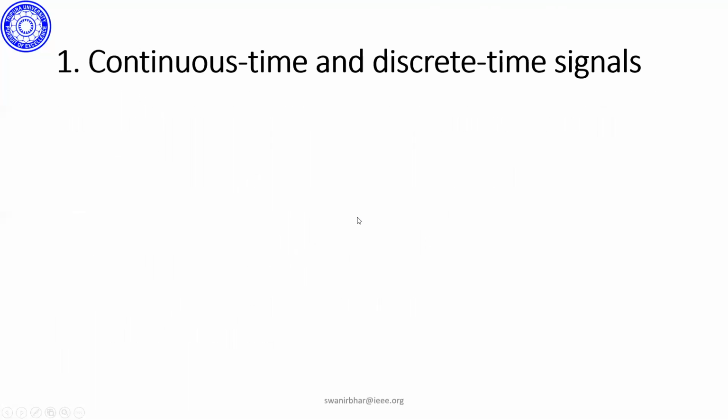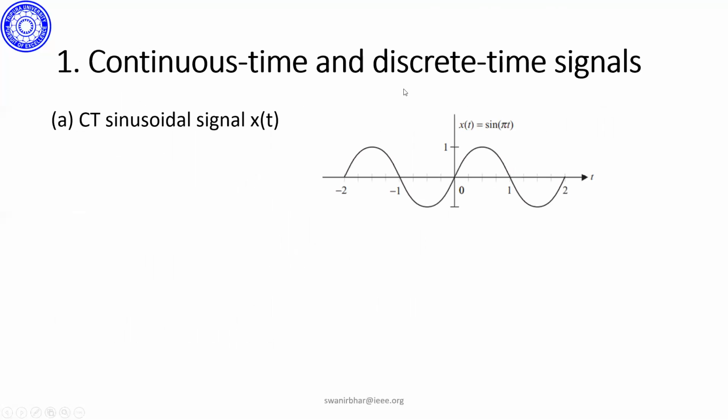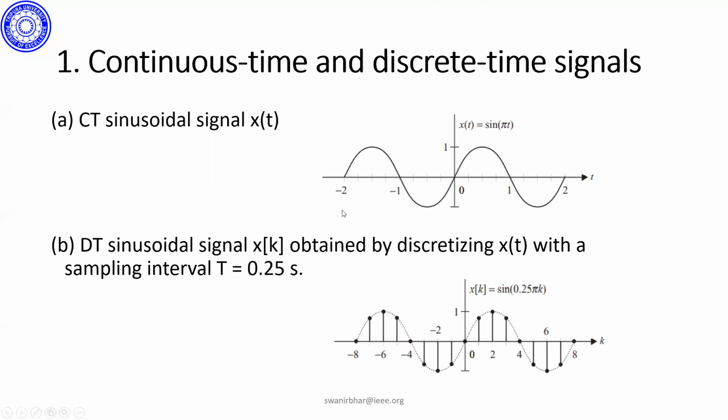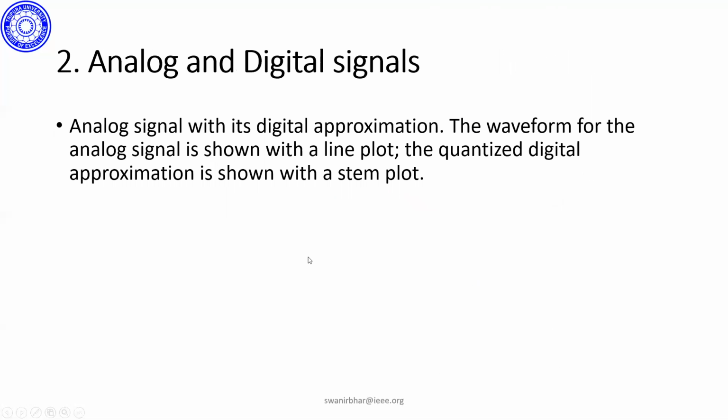Continuous time means it is continuous with respect to time, and discrete time means it is discrete with respect to time. But here it doesn't mean that it is a digital signal. The time is discrete, but the amplitude may be continuous. This is a continuous time sinusoid, a sine wave, and if you discretize it, you have to take some interval. Here we have taken an interval of 0.25. This is a discrete version. Now you see, the amplitudes are continuous, not discrete, so it is a continuous time signal and a discrete time signal. Next we go to analog and digital signals.